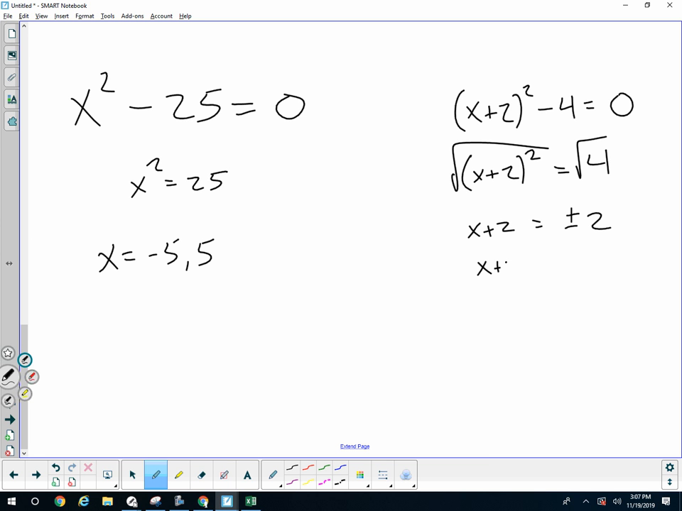Understanding this, I have x plus 2 equals a positive 2 and a negative 2. To solve, I will subtract 2 from everything, giving me negative 4 and 0. The positive 2 minus 2 is 0. The negative 2 minus 2 is negative 4. Okay, let's do a couple more.